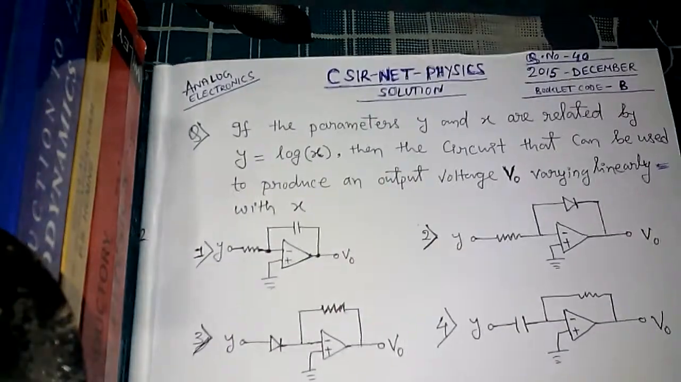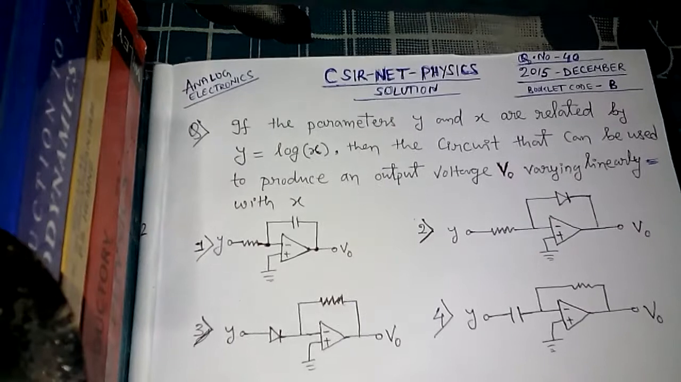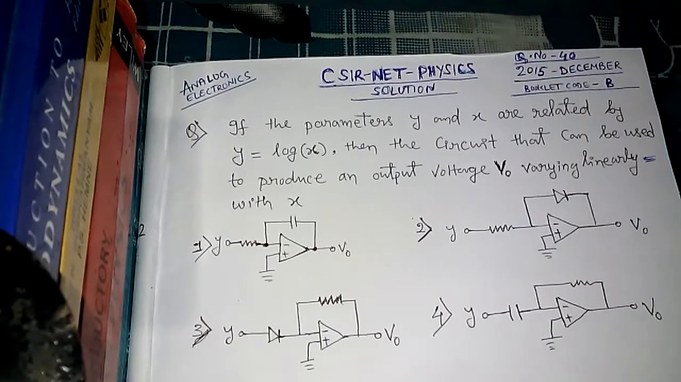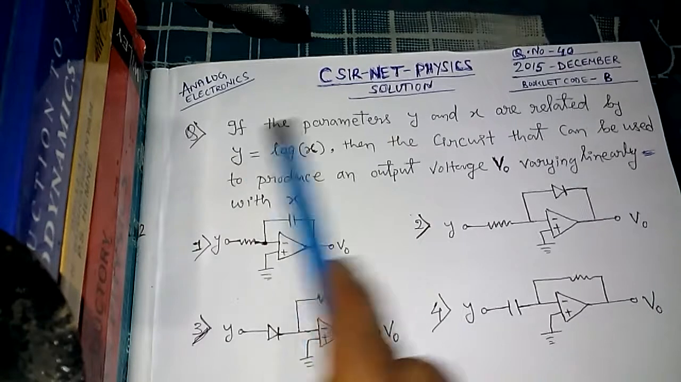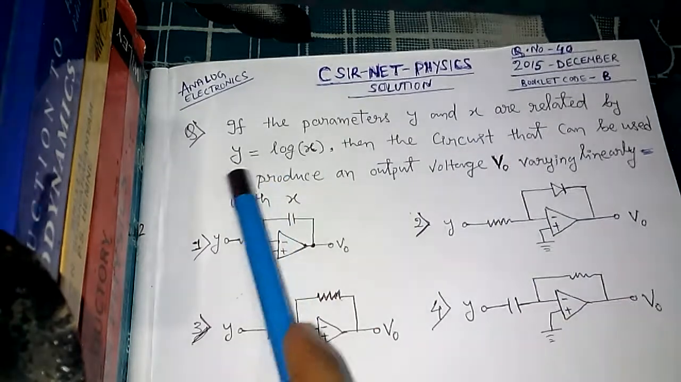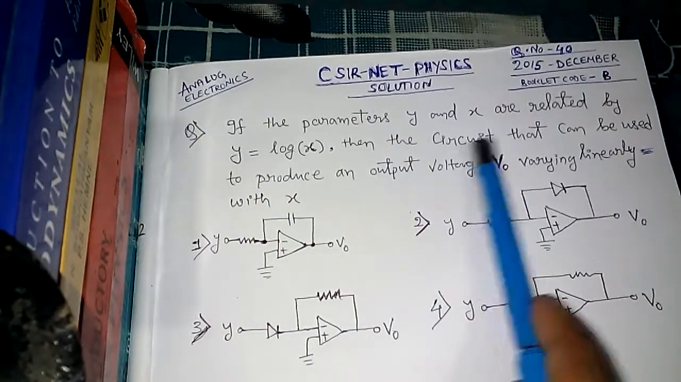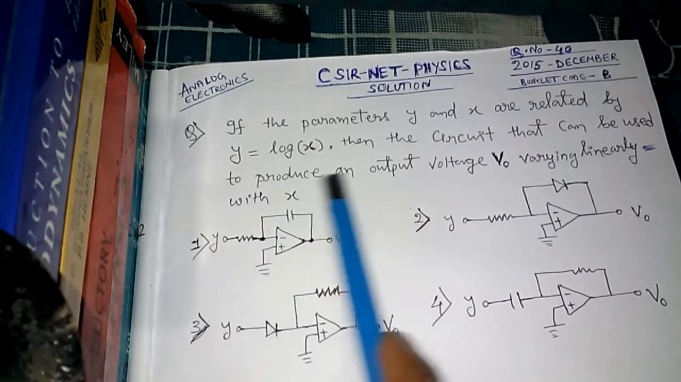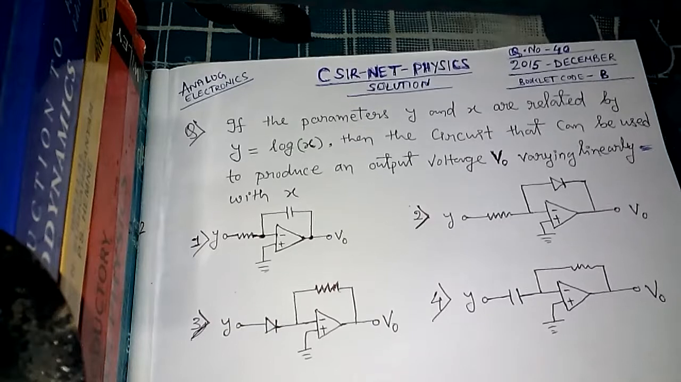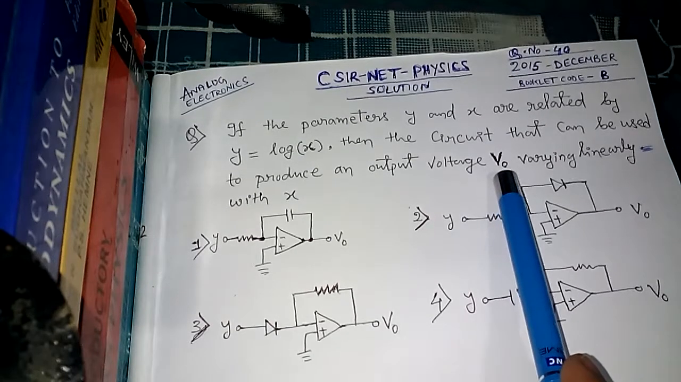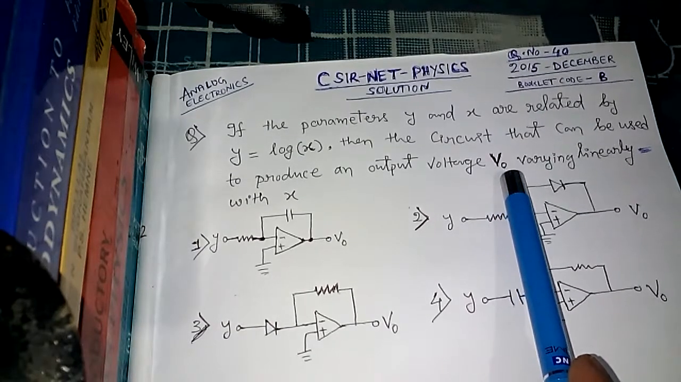Today we have a problem from December 2015, question number 40, booklet code B, from analog electronics. If the parameters y and x are related by y equal to log x, then the circuit that can be used to produce an output voltage V0 varying linearly with x. The question is, output for which circuit is linearly dependent on x?